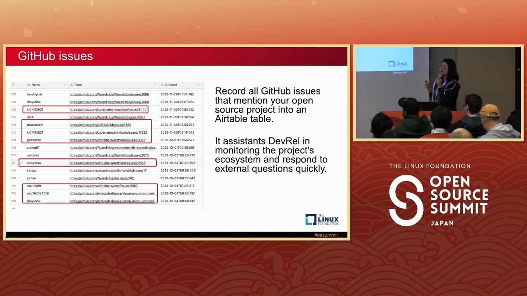This is another automation. Ecosystem is also important to open source software. So I made another bot automation tool to record all the GitHub issues that mention our open source project. It saves the results to an Airtable table. Airtable is a table tool, just like Excel. It helps me understand the ecosystem of WasmEdge, which open source projects are using WasmEdge. I will also look at each of the GitHub issues, and if there is something wrong with WasmEdge, I will cross post the issue to our GitHub repo. So these two help me monitor the WasmEdge ecosystem.